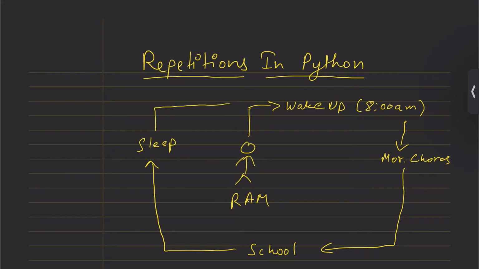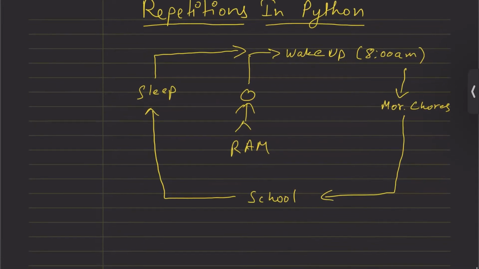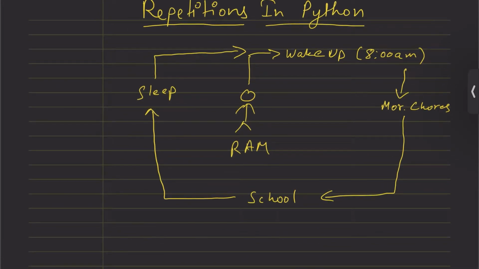After waking up, you can see the cycle starts repeating itself. We are repeating the tasks in our daily life. So as you can see from this example, we have repetitions in our daily life also. Okay, let's take another case.